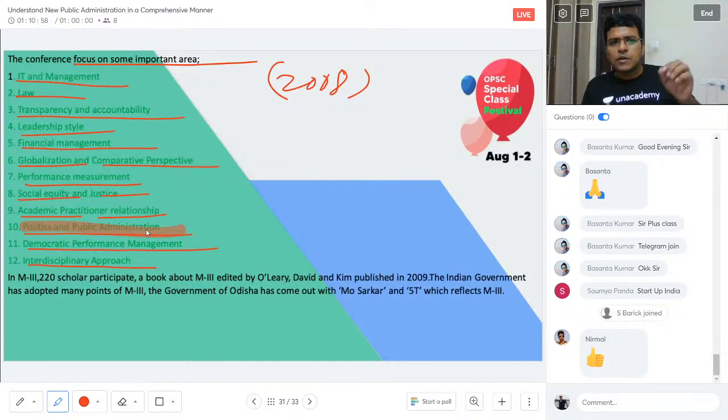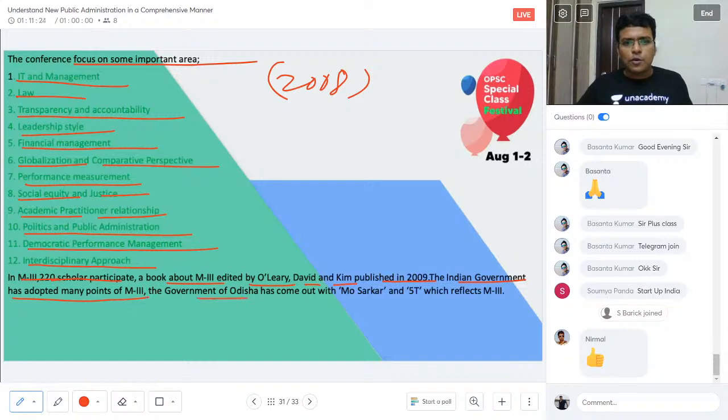Finance, transparency, accountability, leadership style, IT, law: you can easily remember these, and you can write one or two lines. After that, in Minnowbrook 2, 220 scholars participated. A book about M3 was edited by O'Leary, David and Kim, published in 2009. The Indian government has adopted many points of M3.